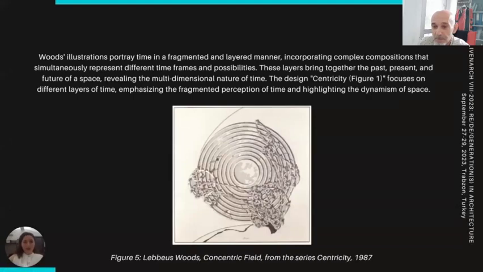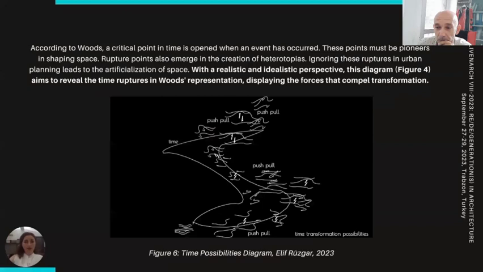Woods' illustrations portray time in a fragmented and layered manner, incorporating complex compositions that simultaneously represent different time frames and possibilities. According to Woods, a critical point in time is often when an event has occurred. With a realistic and idealistic perspective, this diagram aims to reveal the time ruptures in Woods' representation, displaying forces that compel transformation. This push and pull reacts to time transformation possibilities.